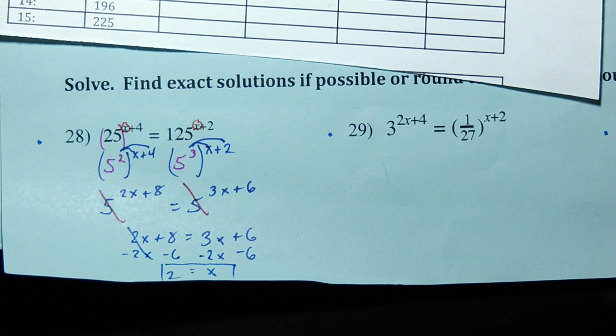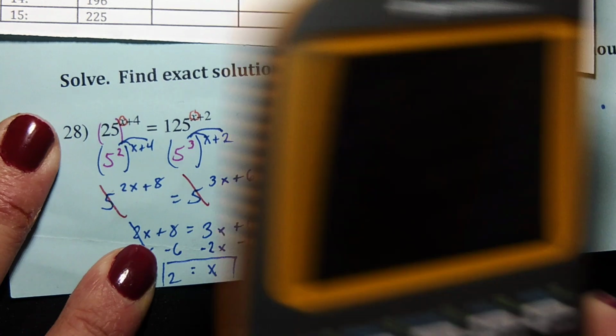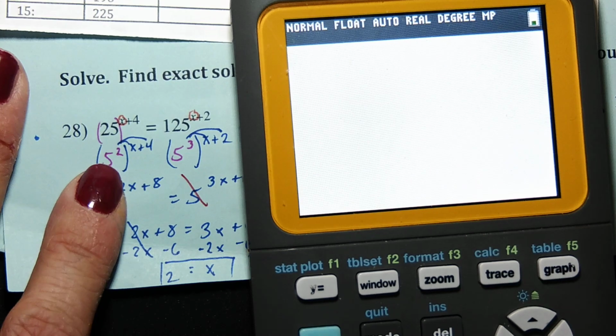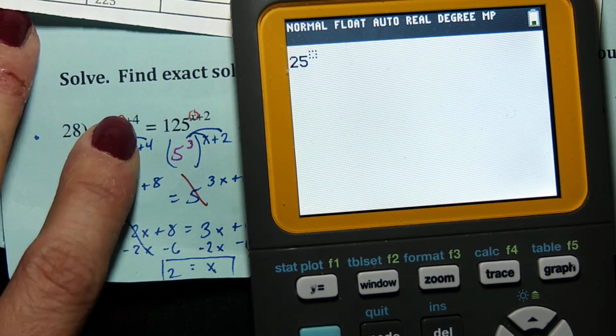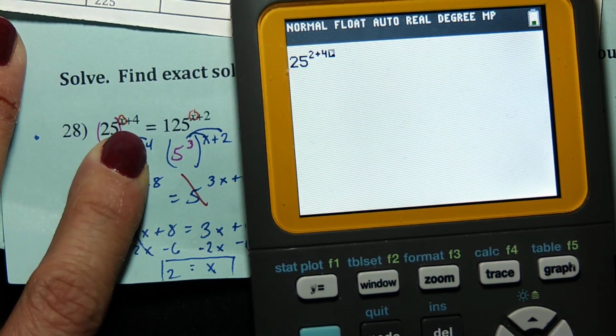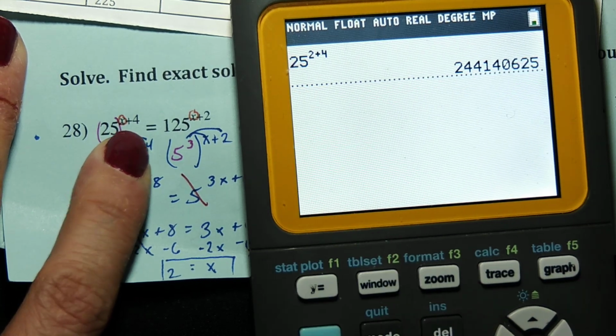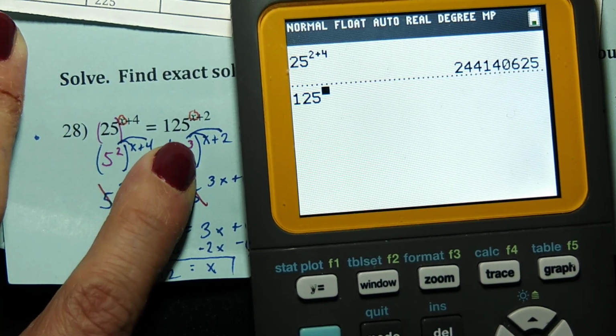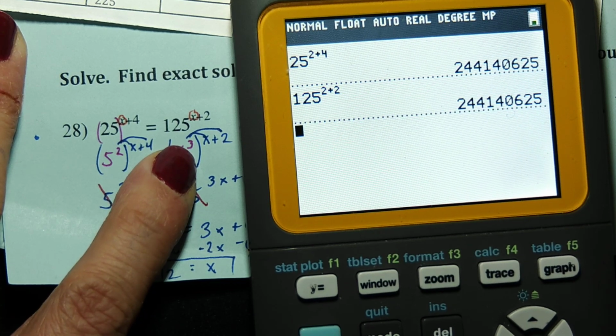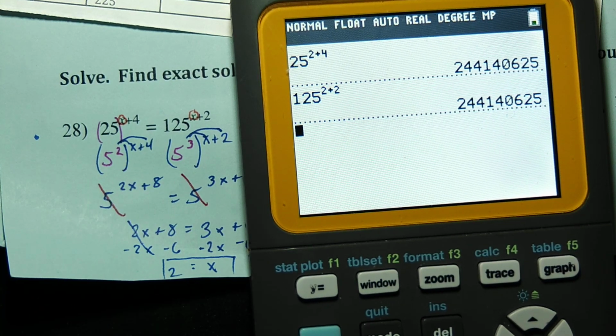Do I have to check for extraneous solutions? No, because there's no log. However, if I am super anxious and want to do really well on this test, should I plug in my answer to check? Probably. Yes. So we are going to plug in 2 for the x. Older calculators, make sure you are putting parentheses around those binomial powers. Newer calculators, you can just straight up plug that in. 125 to the 2 plus 2. And check it out. We get the same wild answer. So the 2 sides are equal, so that shows that we have done everything accurately.